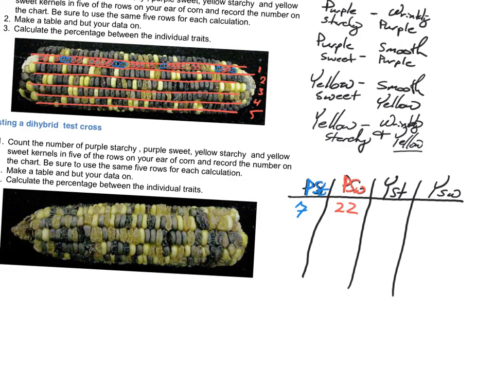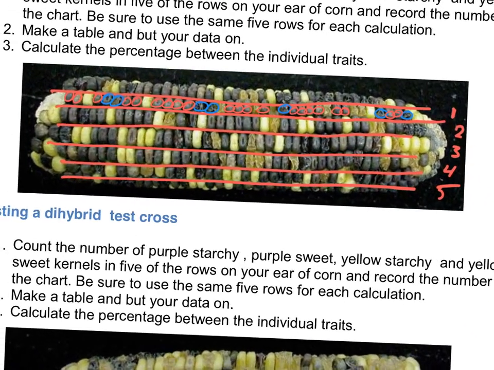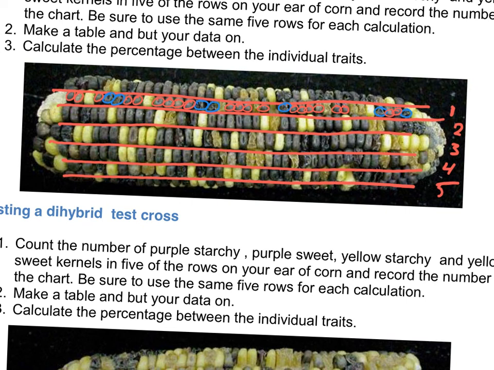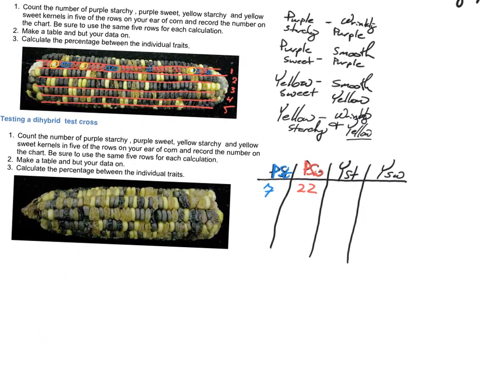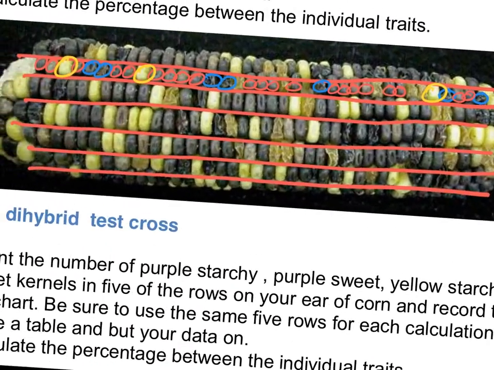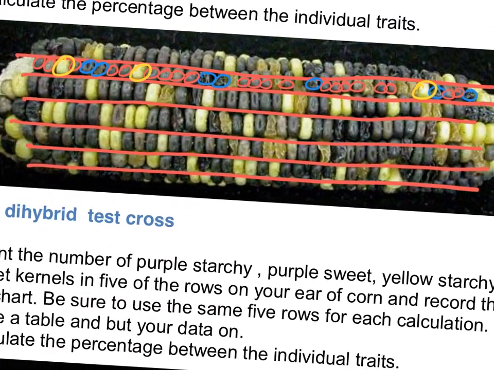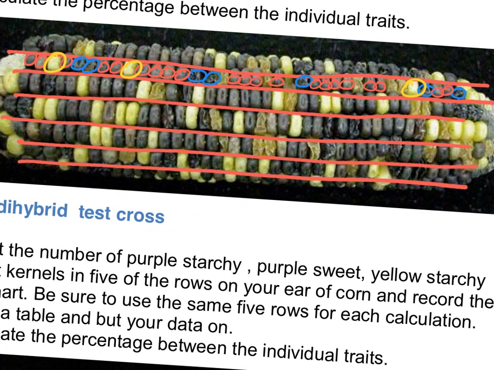And yellow starchy, how many in that row? So I'm yellow starchy. Let's use yellow, I guess. Yellow starchy is 1, 2, 3. Oh, that's a sweet. Sorry, yellow. Okay, let's make yellow sweet then. There's 3. There's one in between, in between the red and the blue over there.